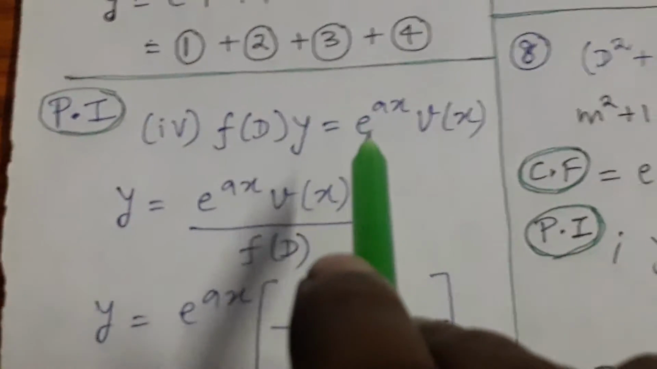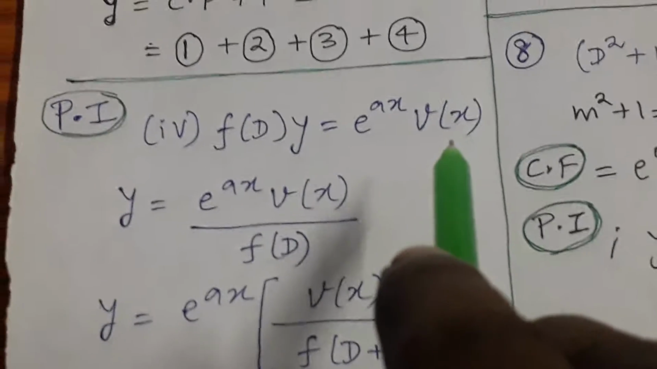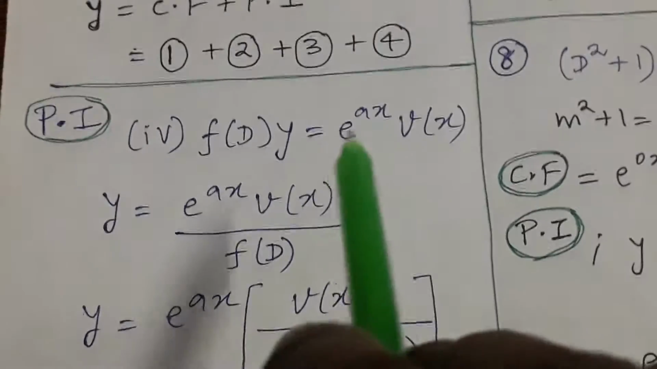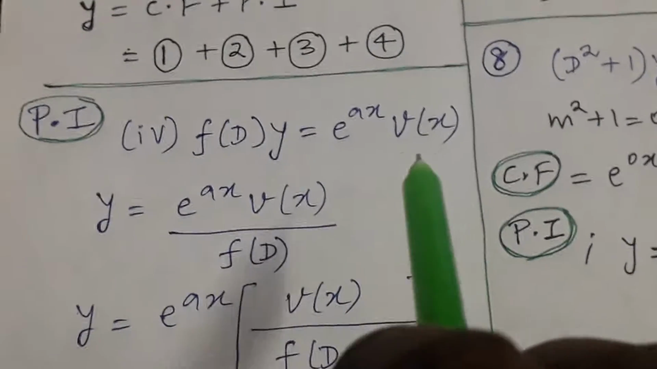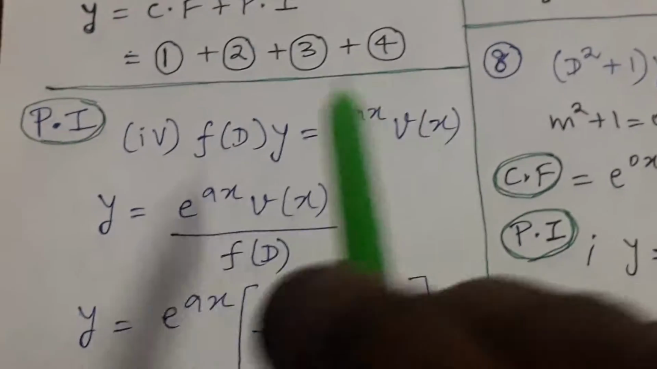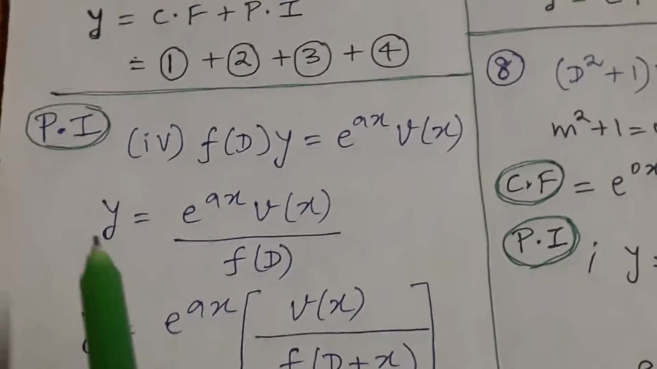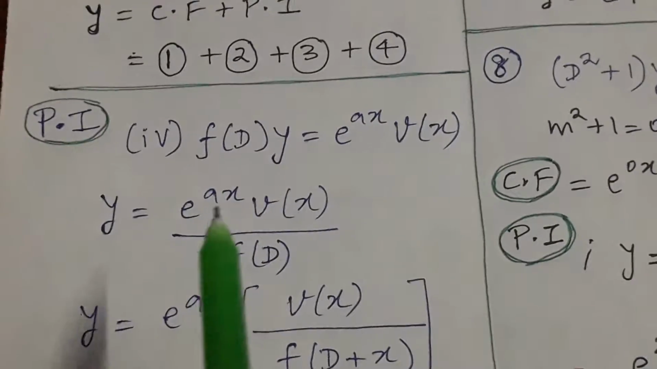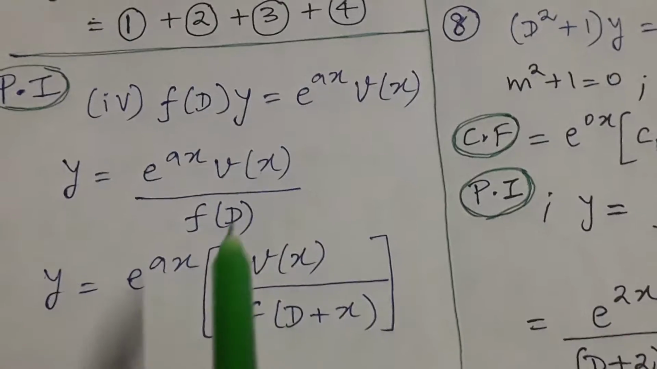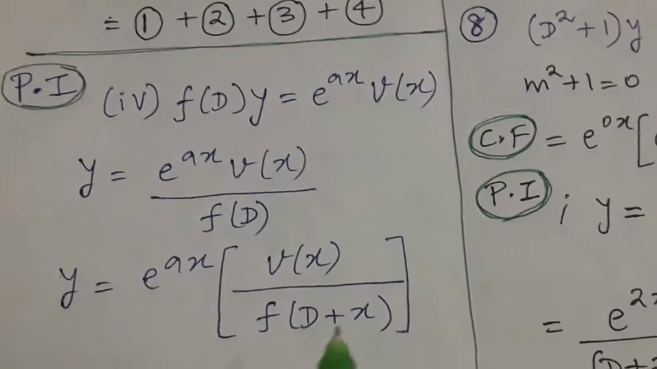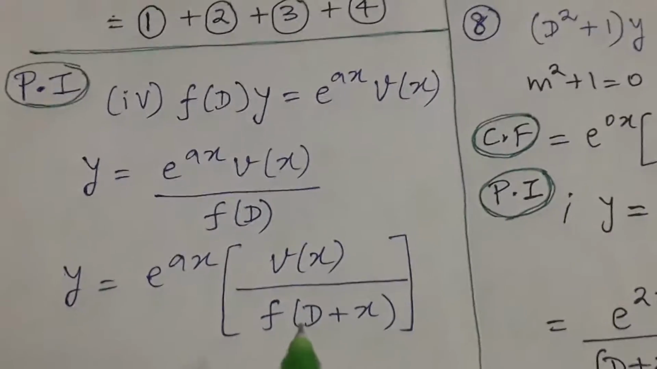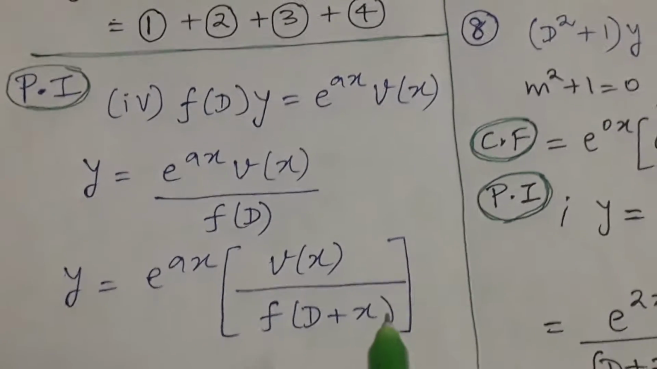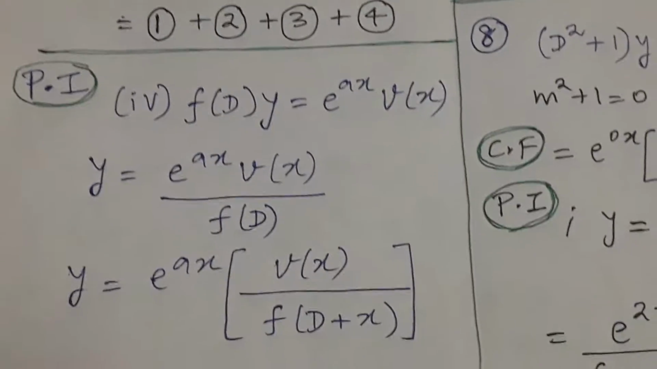What is the next case of particular integral? The right side is e power minus ax into V of x. We have seen e power and x separately. Now it is multiplied. So if it is this case, how to proceed with the problem? As usual, y is equal to e power ax times V of x by f of D. Take e power ax out and, instead of D, write D plus a. That is the idea here. Whenever you find D, write D plus a. When you see the problem, you will understand.